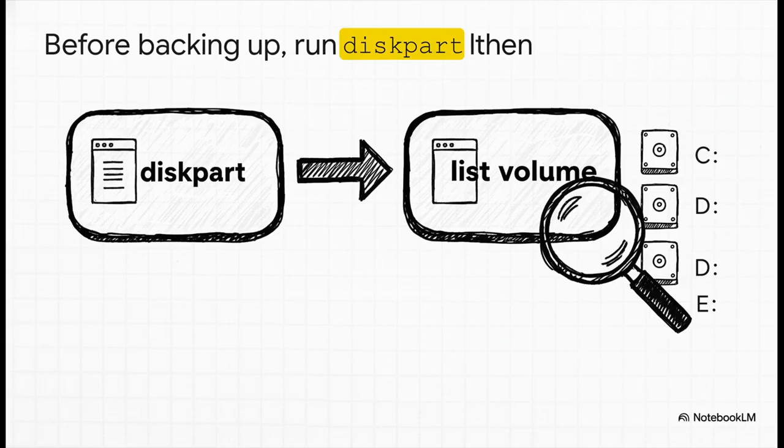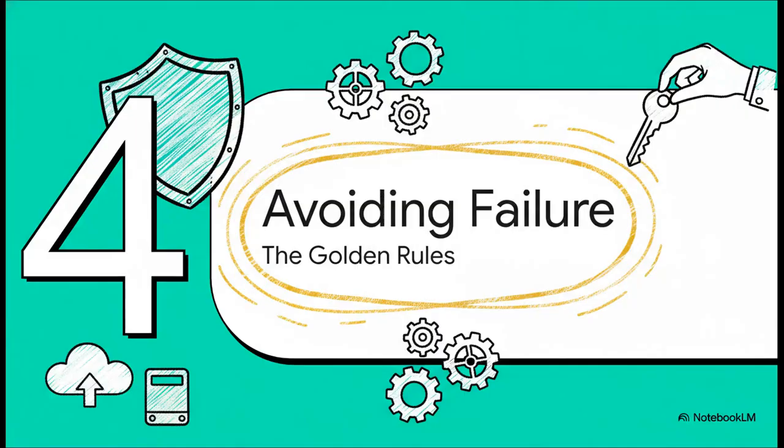Just double-check which letter is your Windows drive and which is your external backup drive, and then you can run the backup command with confidence. All right, we've covered the how-to part. Now let's talk about the golden rules, the things you need to do to make sure your backup is reliable and will actually save you when you need it most.